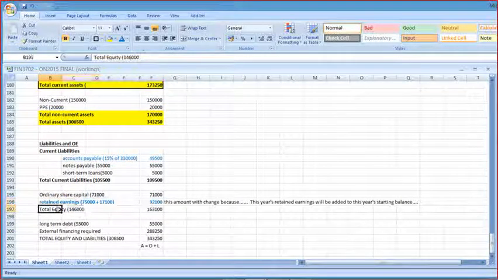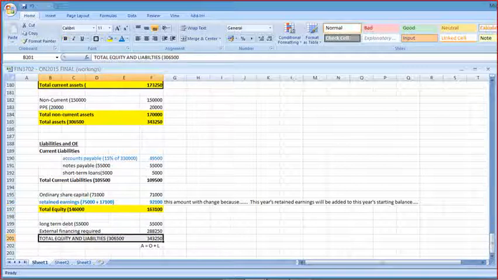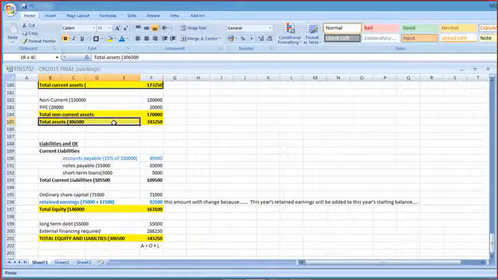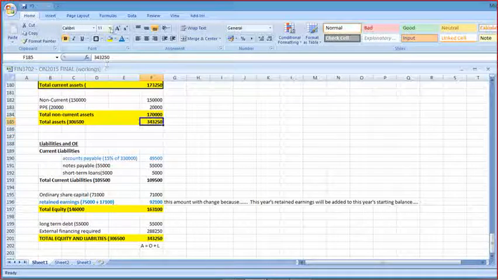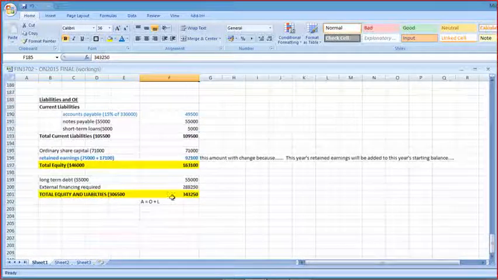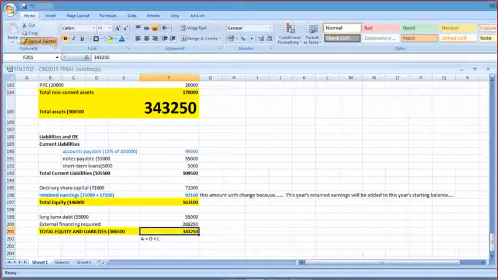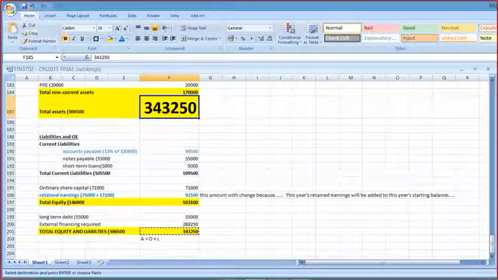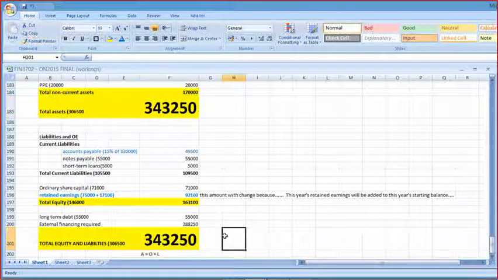If you've done this correctly, which I have here, you'll see that my total equity and my total liabilities add up to 343,250, which is the same as what we had there. So if you're getting these two figures to add up, then you've done the question correctly. That amount must balance with that amount. But if it doesn't, then there's a problem. If it does, then you've done it perfectly.